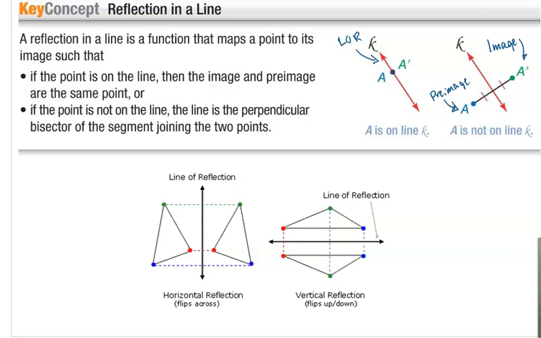Notice that the distance from A to the reflection line is identical, and that distance is always measured perpendicular. So it says if the point is not on the line, the line is the perpendicular bisector of the segment that joins the 2 points. So the distance from the reflection line to any point on a figure is perpendicular to that line. And you can see these in the pictures as well.